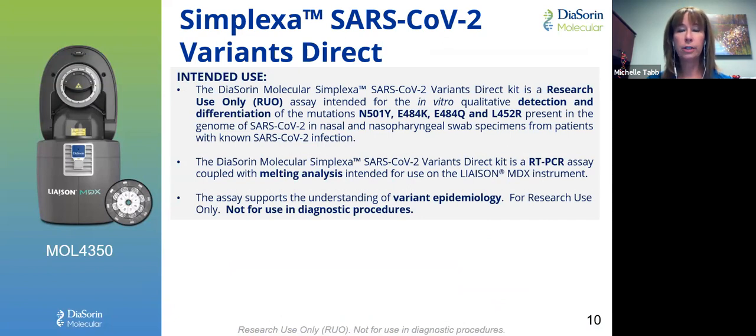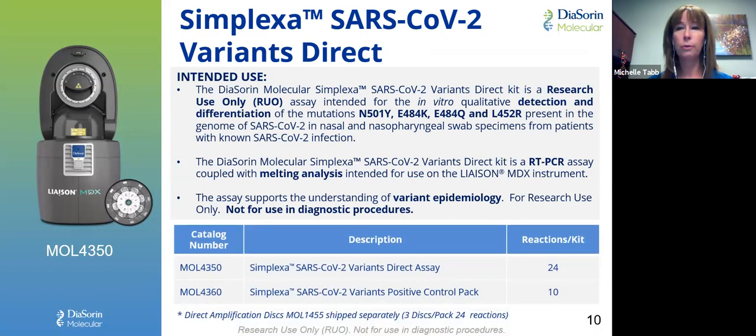So in terms of the intended use, we already just discussed this. So it's RUO, and we detect these 4 mutations in nasal and nasopharyngeal swab specimens from patients with a known SARS-CoV-2 infection. And we couple RT-PCR with melting analysis. The kit there is shown, catalog number MOL4350 for the variant assay, and you're also going to want the positive control pack, MOL4360. I'll talk about that in a moment, but you're going to want to run a positive control every time you run this test kit, and that is for comparison of the melting curves associated with mutations.